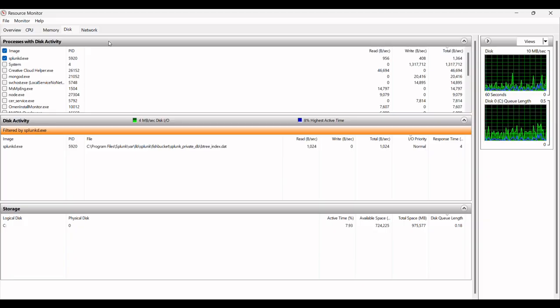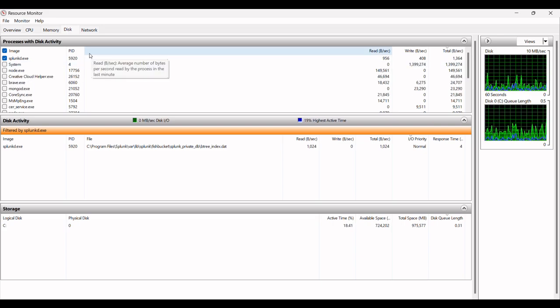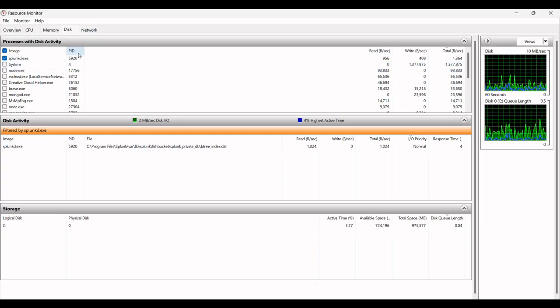Now comes the disk tab of Resource Monitor. This section provides detailed visibility into disk input and output operations occurring across the system. Disk monitoring is extremely important for identifying storage bottlenecks, slow applications, and heavy file activity. In the upper section, we can observe processes currently performing disk operations.